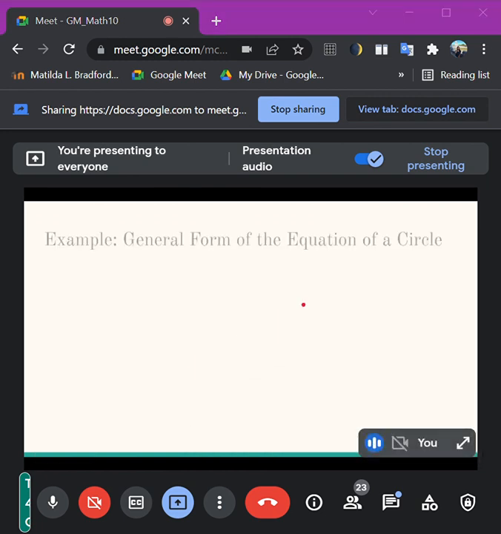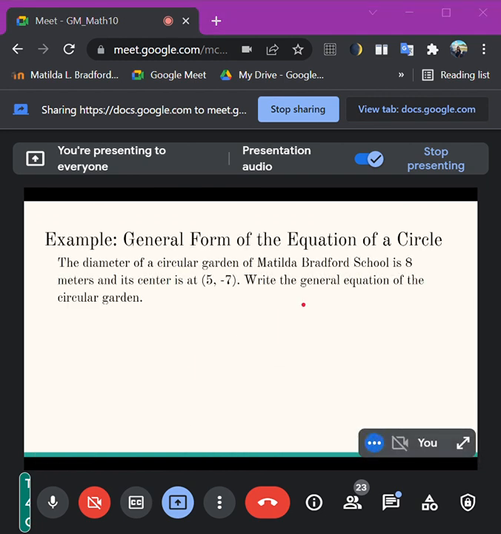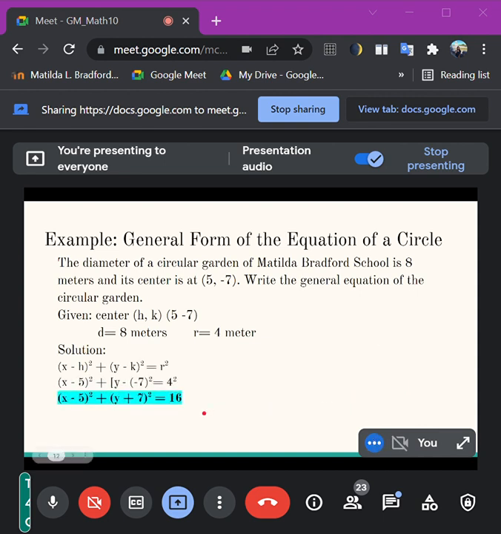Okay. So now let's go to our next example, class. This is the same as before in our standard form, so we can show the answer in standard form right away. And then we're just going to expand for our general form. So same process again, class. We have x minus 5 squared plus y plus 7 squared equals 16. So you will have x minus 5 times x minus 5 plus y plus 7 times y plus 7 equals 16.